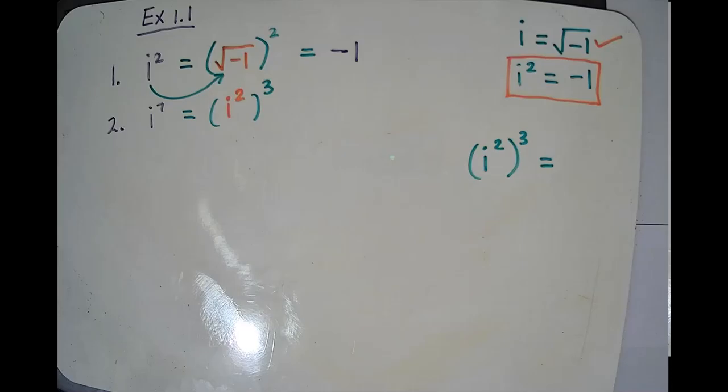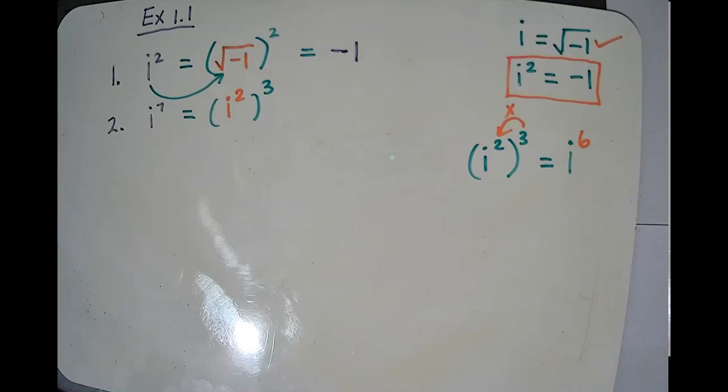So this is what I mean. I insert i squared because i squared is minus 1. Now notice i squared to the power 3. You might have forgotten this rule. But when you have a power raised to a power on the outside of the bracket, we do not add the 2 and the 3, but instead we multiply the 2 times the 3. So 2 times 3 will give us 6. So we have i to the 6.